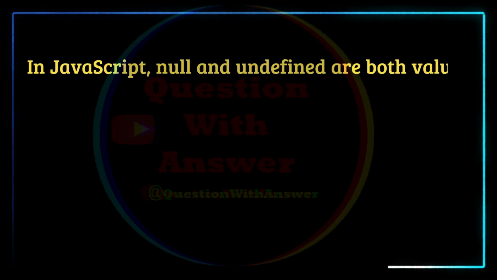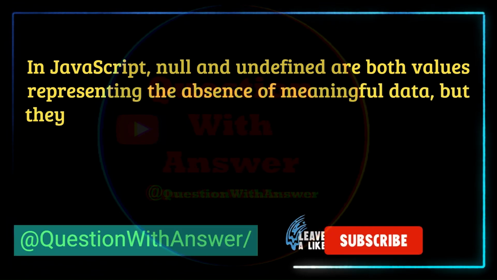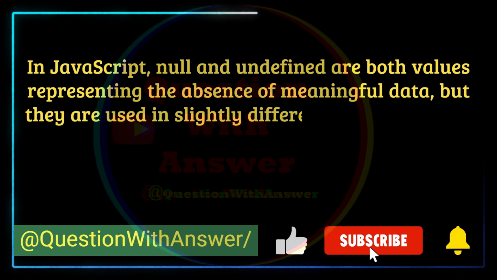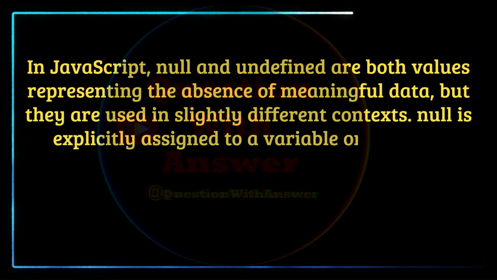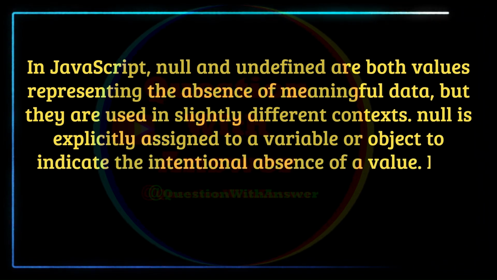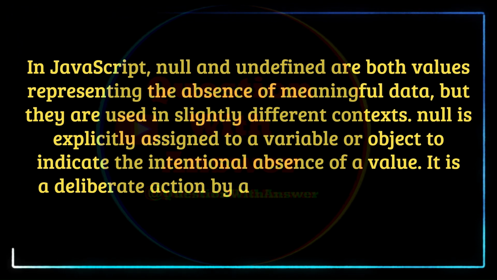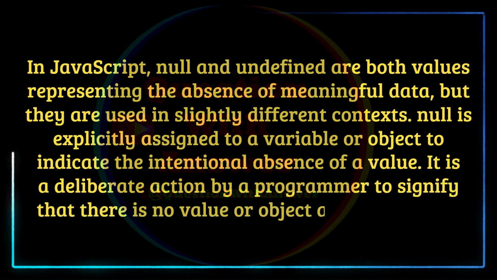Question 2. Explain the difference between null and undefined in JavaScript. In JavaScript, null and undefined are both values representing the absence of meaningful data, but they are used in slightly different contexts. Null is explicitly assigned to a variable or object to indicate the intentional absence of a value. It is a deliberate action by a programmer to signify that there is no value or object at that location.